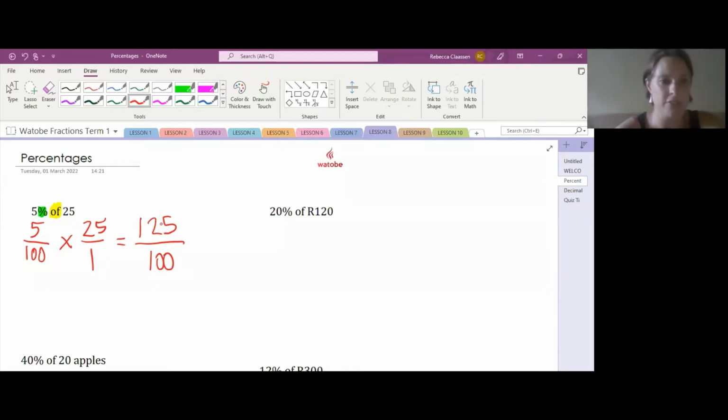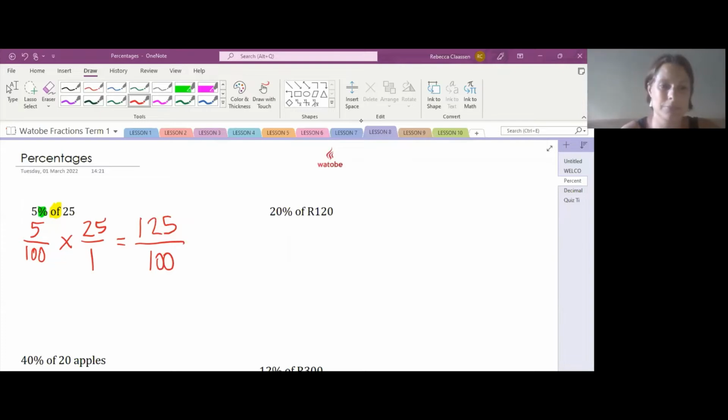Oh, we're getting lots of 45s. Guys, where did you get 45 from? It is 125. 5 times 25 is 125. Okay, so now we need to simplify. And how are we going to simplify it?